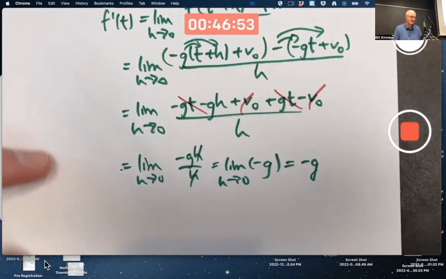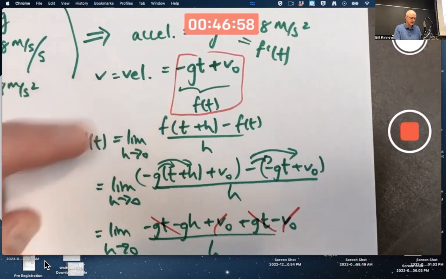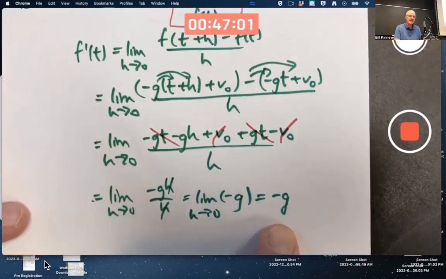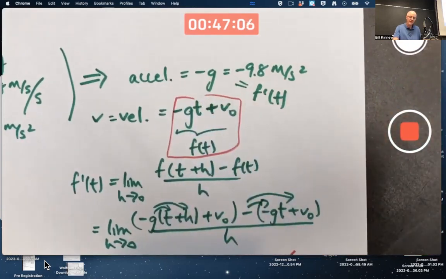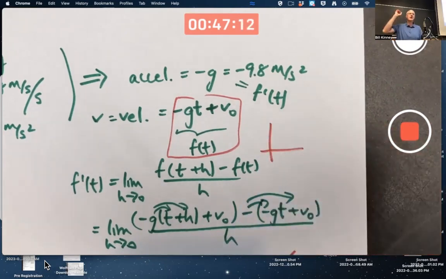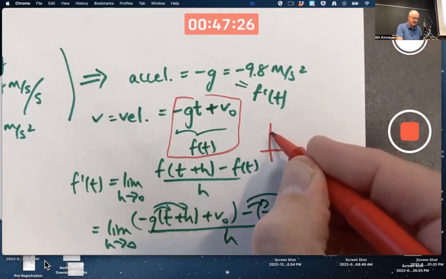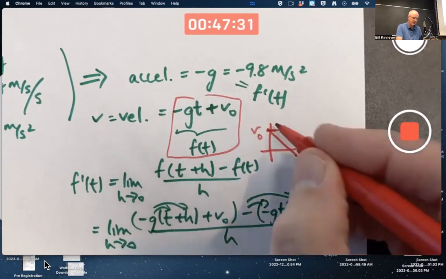If f of t is your velocity here, then its derivative is this constant, negative g. It is the acceleration. The derivative of velocity is acceleration. Graphically, what's going on here? Say you take the ball and you throw it upwards to begin with, so that v sub 0 is positive. If you throw it downwards, then v sub 0 is negative. Throw it upwards. f of t is going to look like this. It's going to be a straight line with vertical intercept at v sub 0.